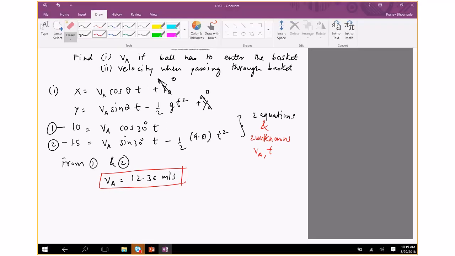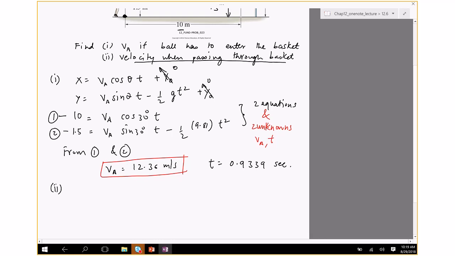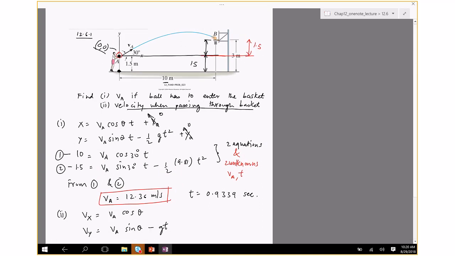And then the second question asks you to find the velocity when the ball is about to hit the basket. And by the way, you can also solve for t. So t comes out to be 0.9339 seconds. It's not asked, but you can find that because you're solving for both unknowns. So for part 2, we need to find the velocity when passing through the basket. The formula for velocity as a function of time is Vx equals VA cosine theta, and Vy is VA sine theta minus gt. We need to find the velocity at time t equals 0.9339, because in that much time the ball is going to be at B.